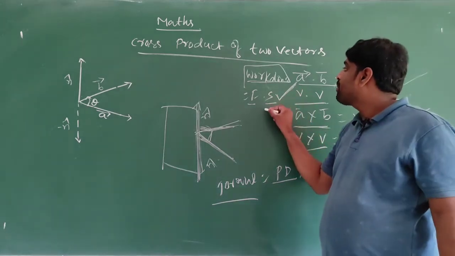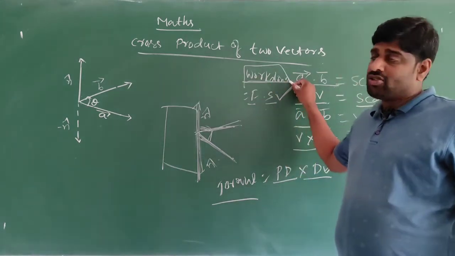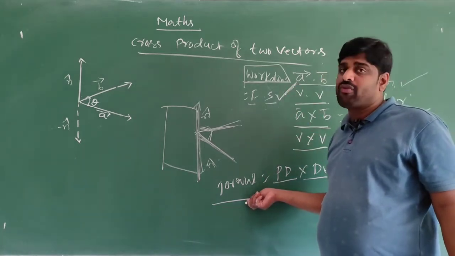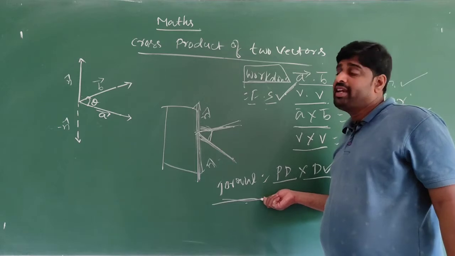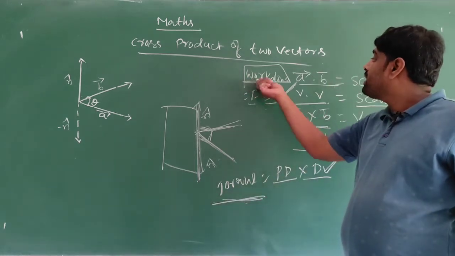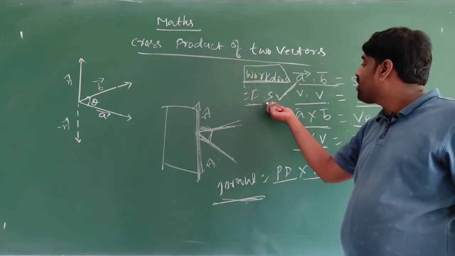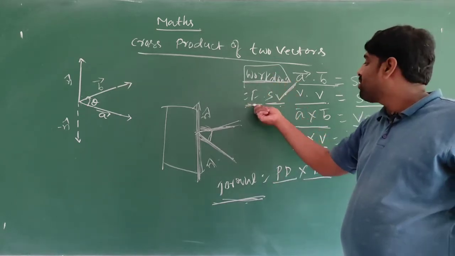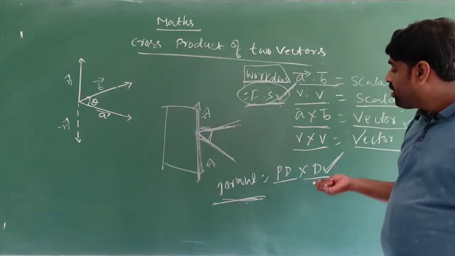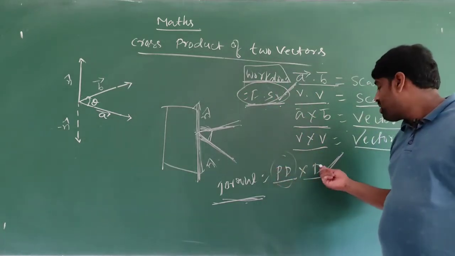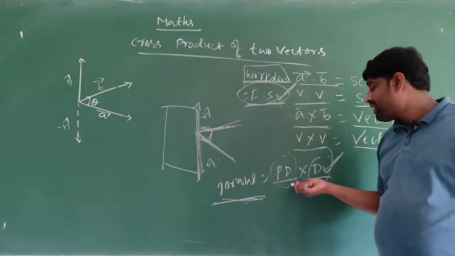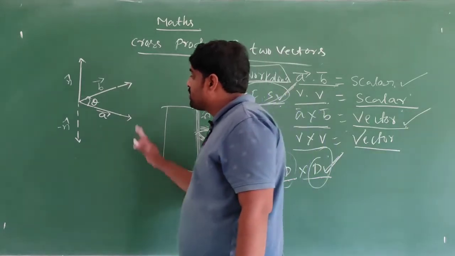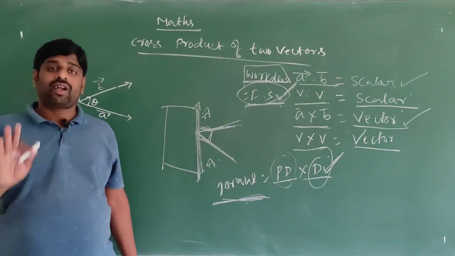Dear children, the best example for the dot product is work done, a concept already studied in physics. The best example for the cross product of two vectors is torque. Torque is a vector, work done is a scalar, force is a vector, displacement is a vector. Vector dot vector gives a scalar, which is the dot product. Perpendicular distance is a vector and displacement is a vector, vector cross vector, and torque is also a vector. So this is the cross product of vectors.